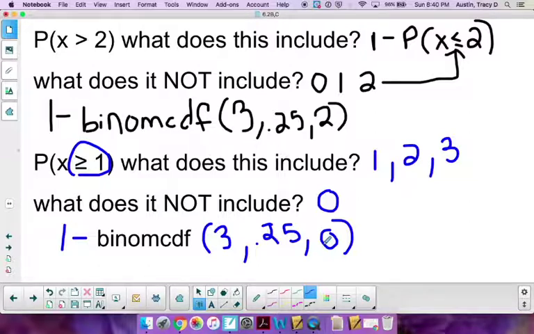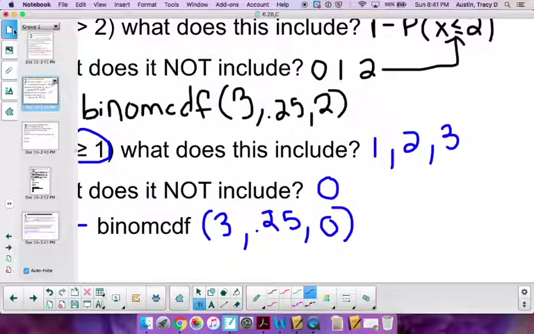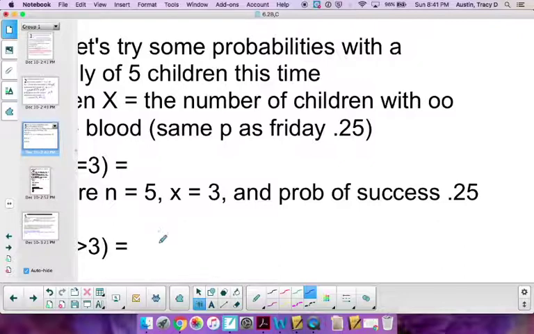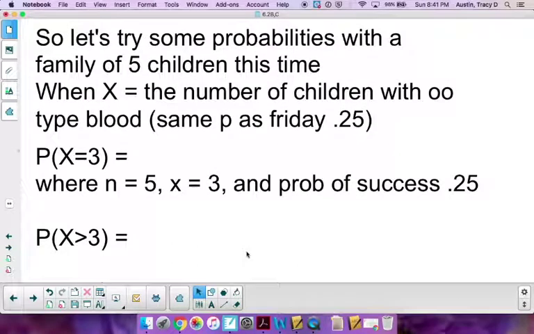Okay, so let's try some of these in a calculator using the binomial CDF. And we're going to up the stakes a little bit. We're not going to be dealing with 3 trials. We're not going to deal with a family of 3. We're going to deal with a family of 5 this time. But same probability and the same types of questions. But we're going to do some different ones as far as PDF, CDF, see how well you set this up. So go ahead and write this down. And first try it with exactly 3 children out of 5 having type O blood.